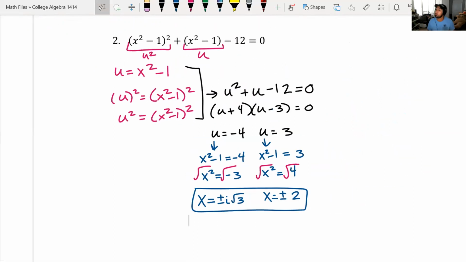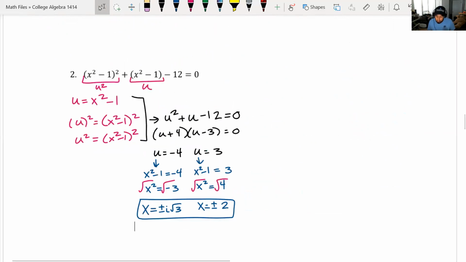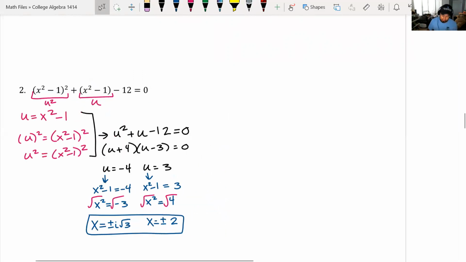There you go. U substitution. All right. Perfect. Okay. Easy option, right? But you have to train your brain to see it. It's kind of like an optical illusion. We can factor this like normal.